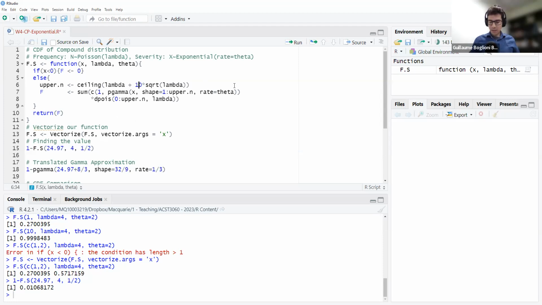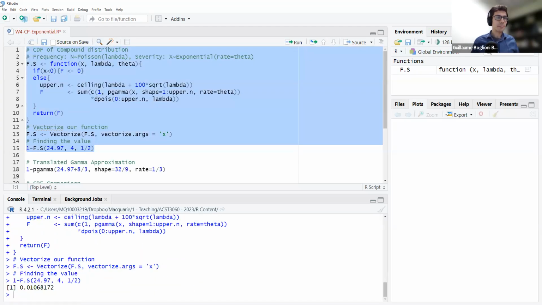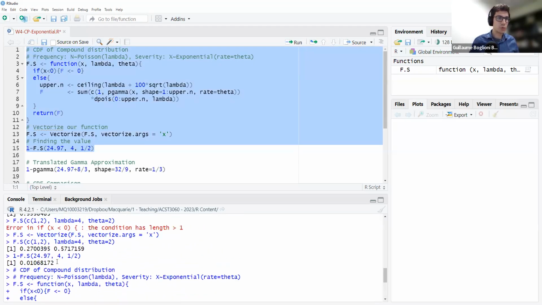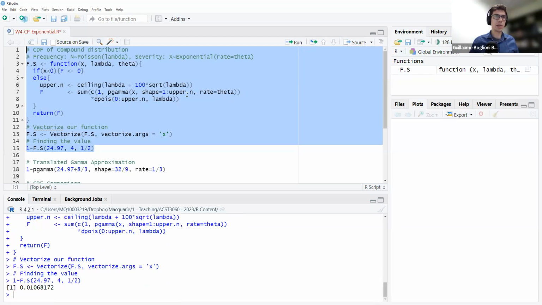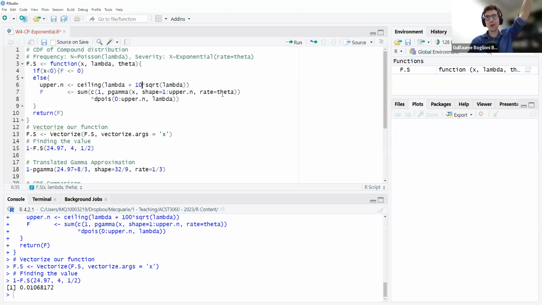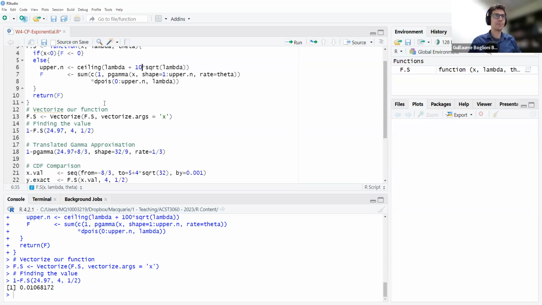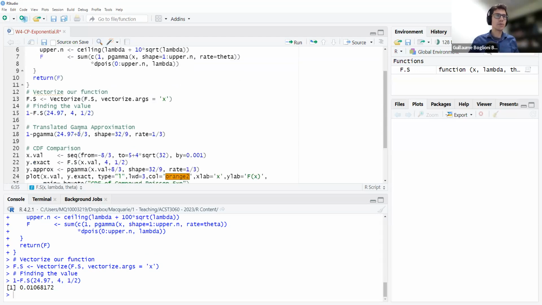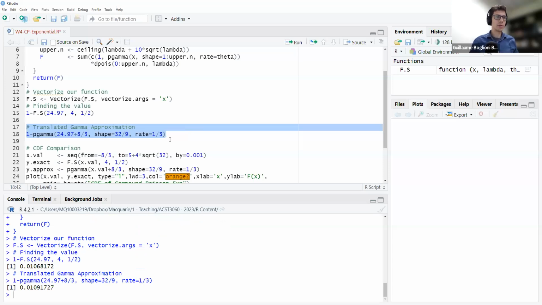And again, if you're stressed with the fact that I only use 10 here, if you put 100, I'm pretty sure you're gonna get the same thing. Yes, up to all those decimals, you get the same thing. So 10 was enough. All the terms above in the summation, they don't contribute. Now, in terms of the translated gamma, this is what I had on the slides as well. Same number.